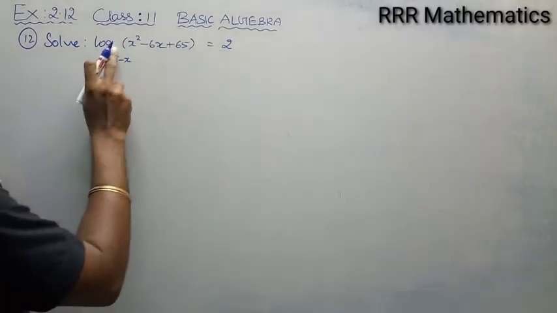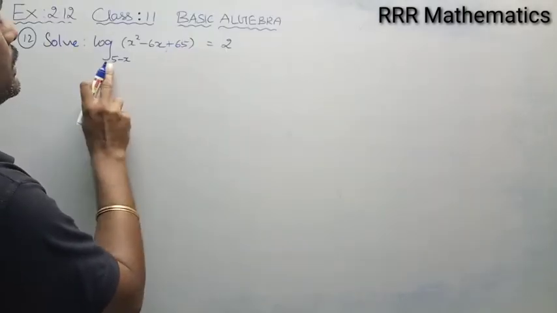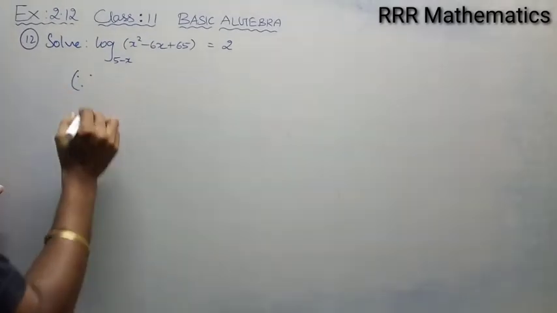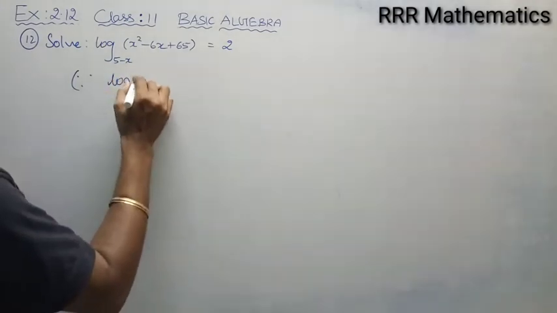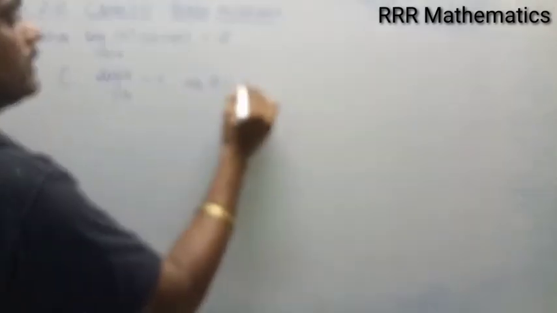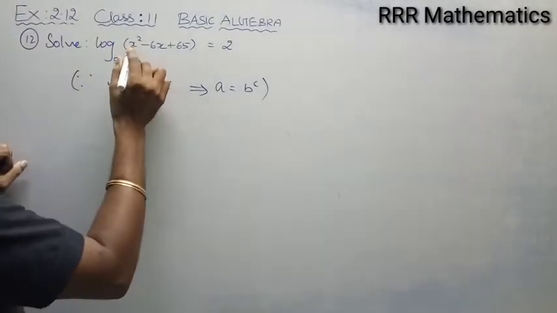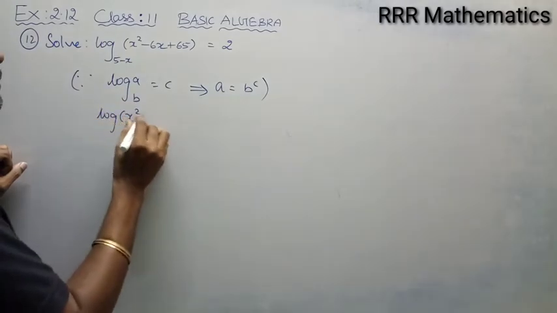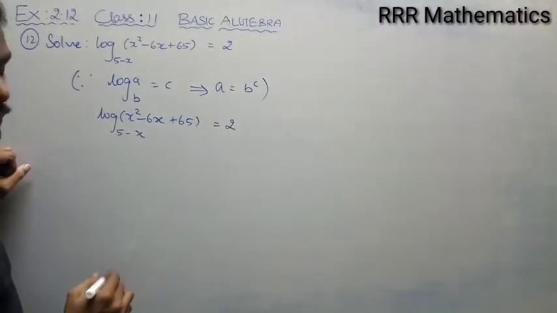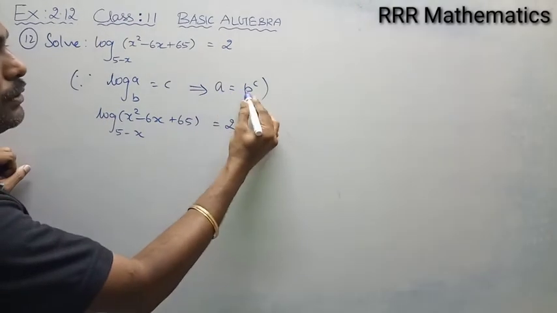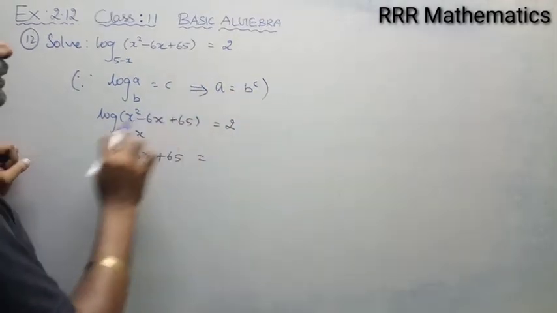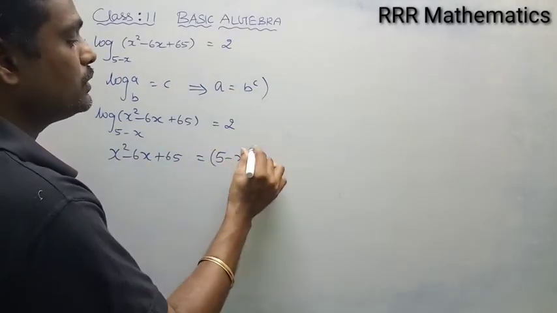Question number 12. Solve log of x square minus 6x plus 65 base 5 minus x equal to 2. So what I am going to do is use the logarithmic to exponential property. Log a base b equal to c implies a equal to b power c. Here a is x square minus 6x plus 65, equal to b power c, that is 5 minus x whole square.